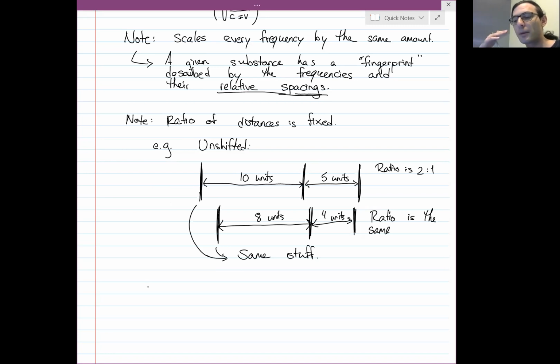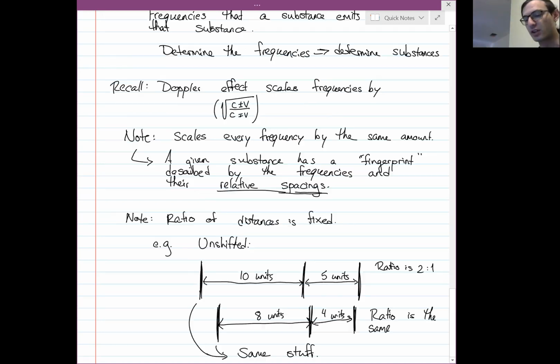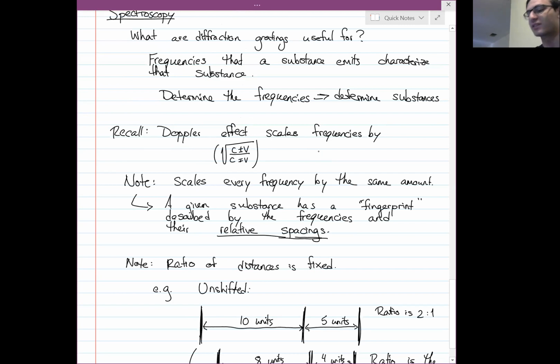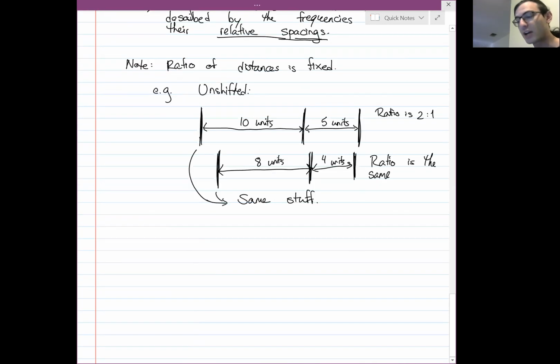And so if you can determine what the stuff is made out of by looking at the ratios, and then you can figure out what the actual values of the frequencies are, you can compare the shifted frequencies to what we know the frequencies should be. And then from there, you can do some math using this Doppler shift formula, and we can figure out how fast something is moving. And as we saw from the first homework, if you know how fast something is moving, you know how far away it is. So this is just one way to figure out how far away something is, which is amazing.